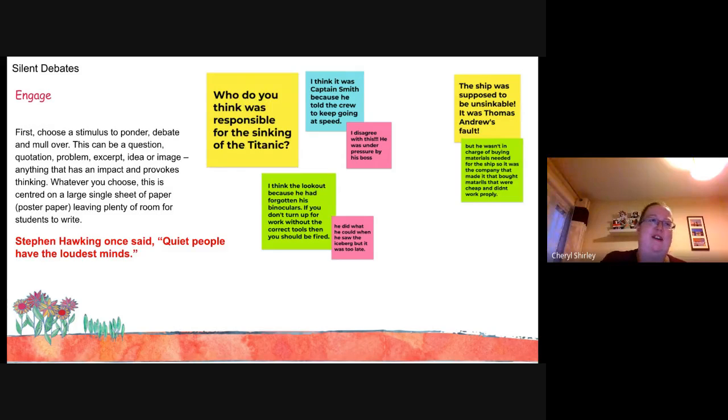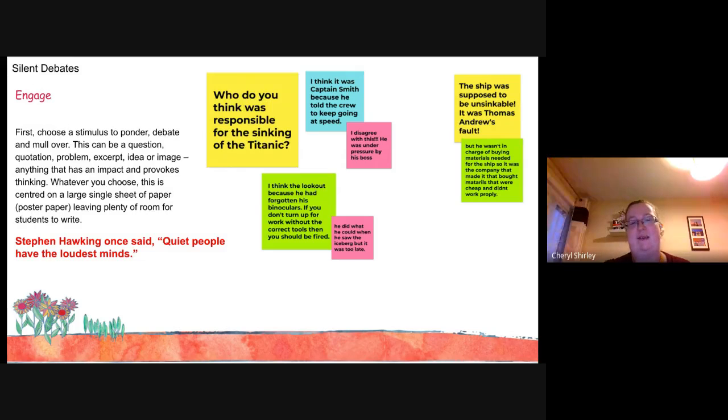And it was now a chance for them to explore and make their own opinion on what had happened. And this is a prime example of that silent debate. So rather than the children just shouting and arguing with one another, it's about being able to put your ideas down onto paper.